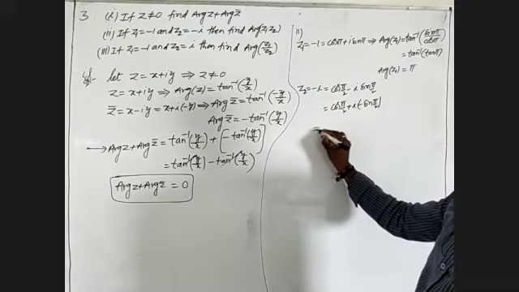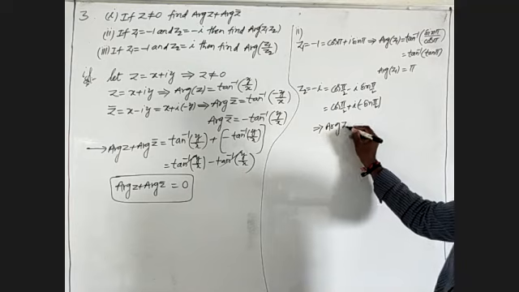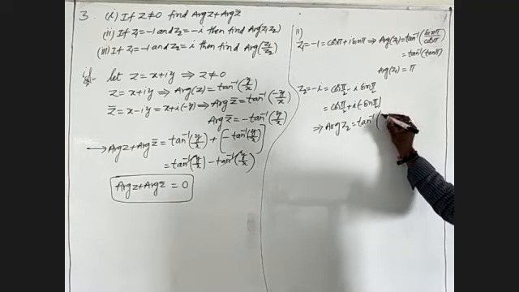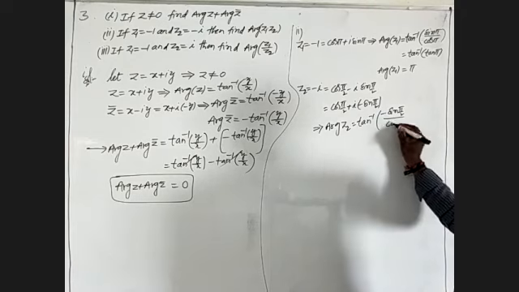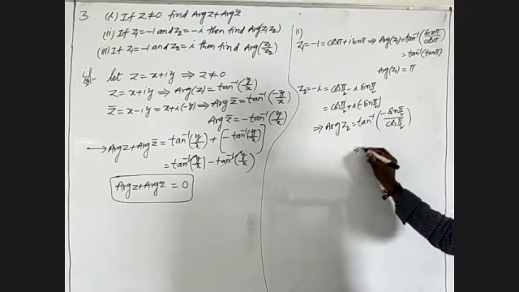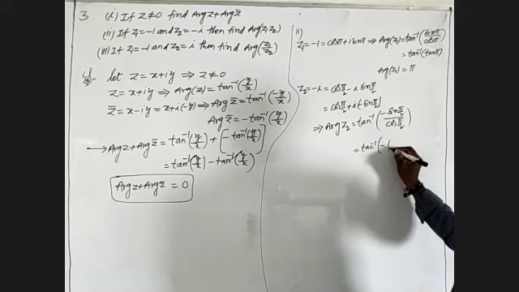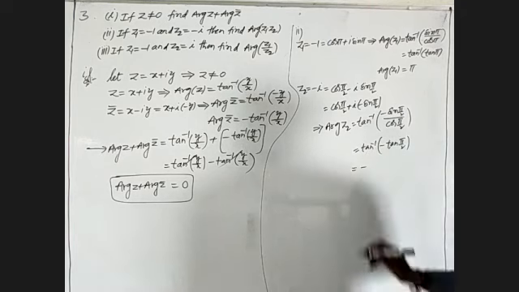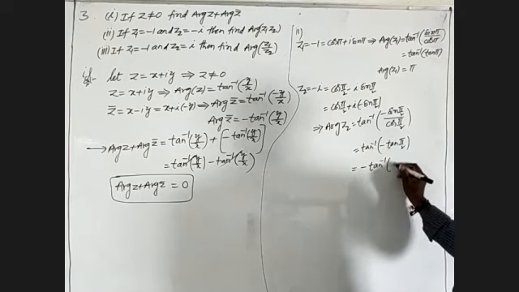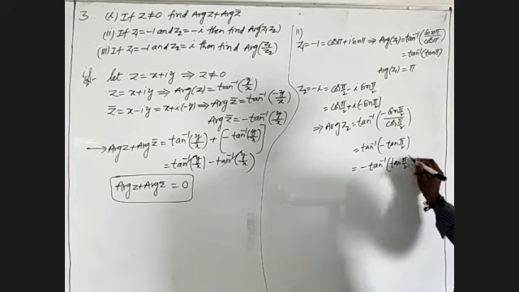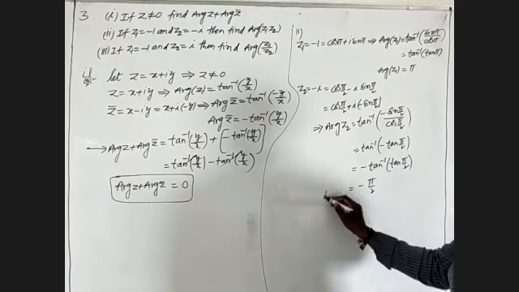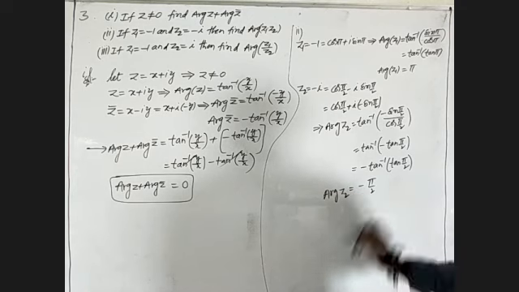Now I will write argument of Z2. Argument of Z2 is nothing but tan inverse, where the imaginary part is minus sin pi by 2 and the real part is cos pi by 2. That means here we have to write tan inverse of minus tan pi by 2. Tan of minus theta will become minus, so remaining we write tan inverse of tan pi by 2. Tan inverse of tan theta is nothing but theta. That will be written as minus pi by 2. This is the value of argument Z2.